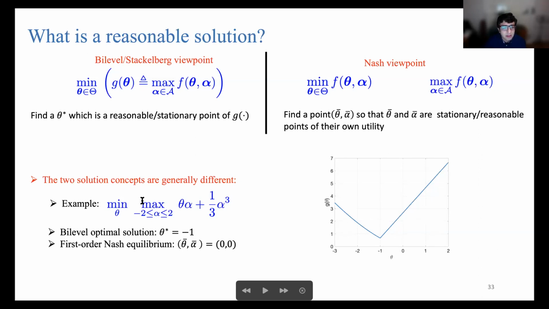This is, by the way, a convex problem with respect to theta. It's a max of many convex functions, so it is convex with respect to theta. This is a plot of G. So if you look at the bi-level viewpoint, this theta star equals -1 is the only reasonable point that you should hope an algorithm gives you. On the other hand, if I look at it from a game perspective, and I fix one variable and want my solution to be optimal with respect to the other, the first order Nash equilibrium is at the point theta bar, alpha bar equals 0 and 0. So you can see that these two solutions don't have any overlap in this example. And in general, in the non-convex setting, these two viewpoints lead to different solutions.